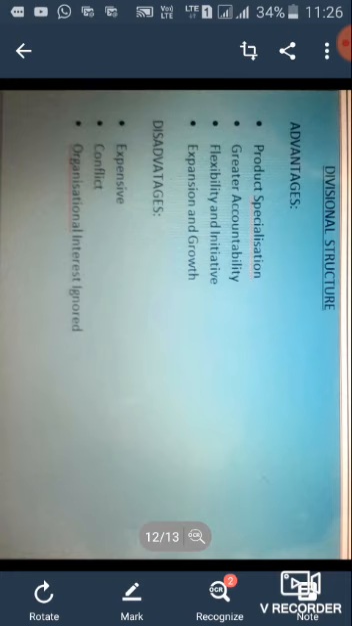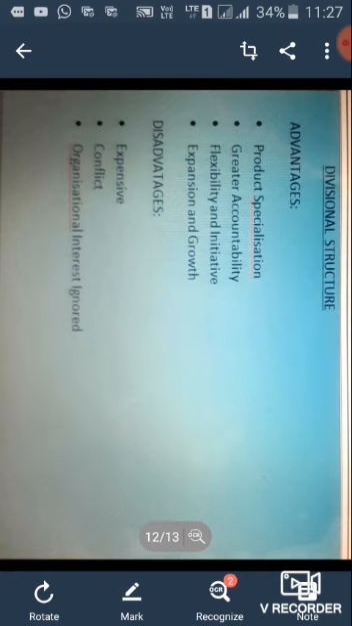So this leads to expensiveness, and then we are having conflict. Each department might fight for resources. It needs more resources, so this will lead to conflict, and organizational interest is ignored. Again, the department focuses on its own product line. It ignores the overall objective of the organization. So these are the divisional structure problems.